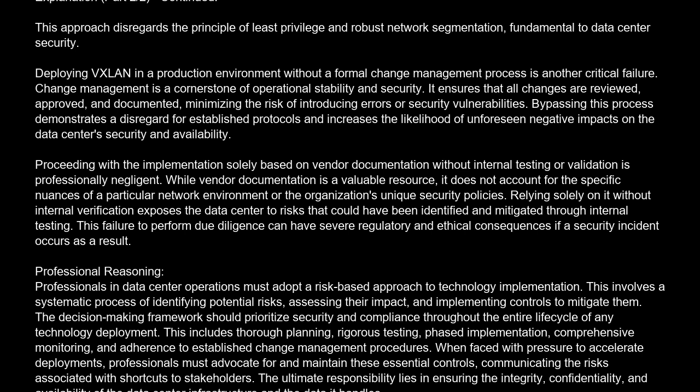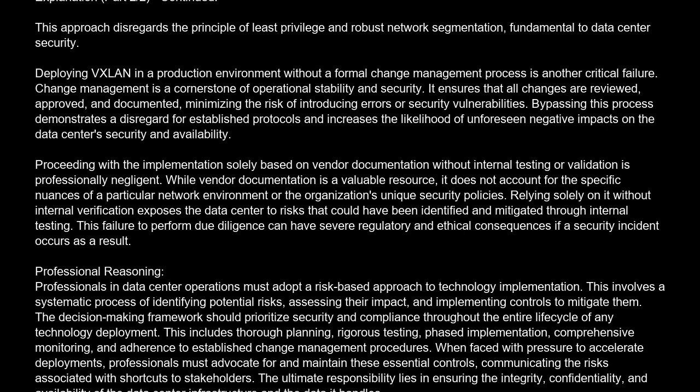Proceeding with the implementation solely based on vendor documentation without internal testing or validation is professionally negligent. While vendor documentation is a valuable resource, it does not account for the specific nuances of a particular network environment or the organization's unique security policies. Relying solely on it without internal verification exposes the data center to risks that could have been identified and mitigated through internal testing. This failure to perform due diligence can have severe regulatory and ethical consequences if a security incident occurs as a result.